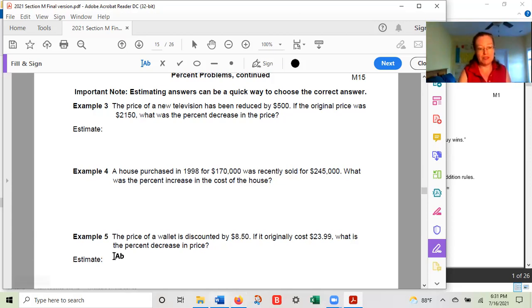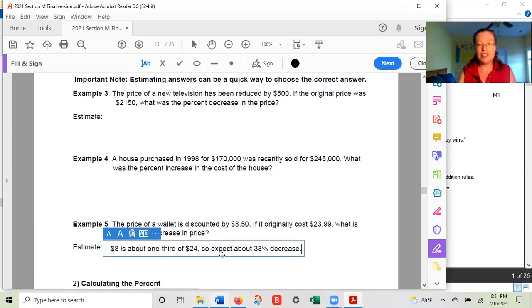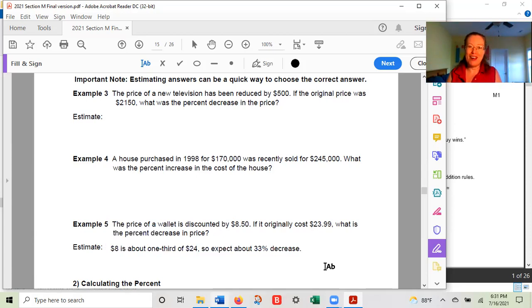So I can type this in here. 8 is about 1/3 of $24. So we're going to expect about a 33% decrease. Now you could look for an answer choice, and if you get lucky, there'll be something around 33%. If not, then you'll need to solve the problem. So go ahead and pause your playback and see what the exact number is. But I have a feeling it's going to be close to 33%. While you're doing that, I'll just switch over the long way.